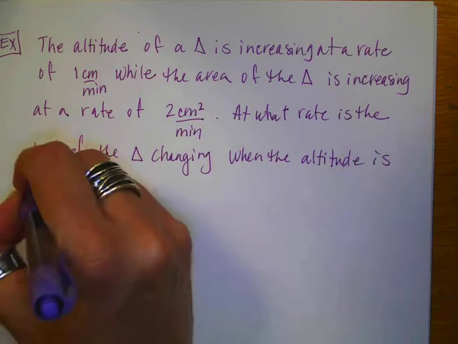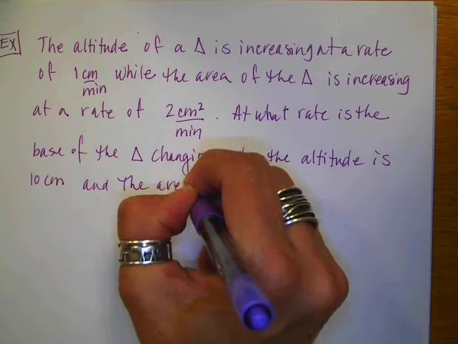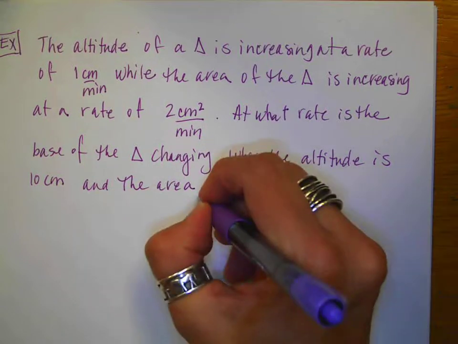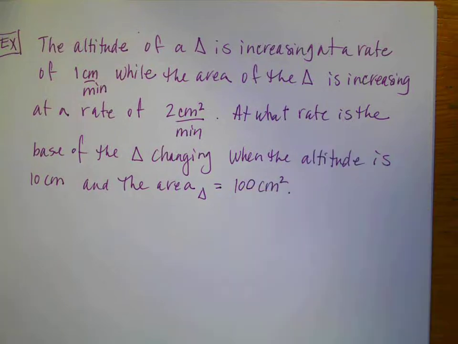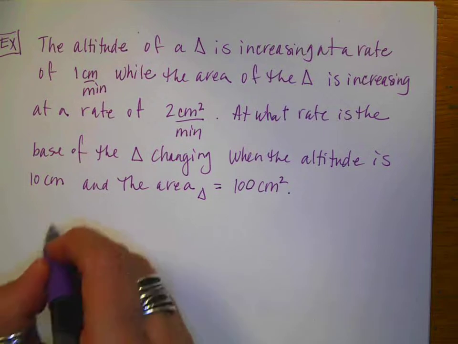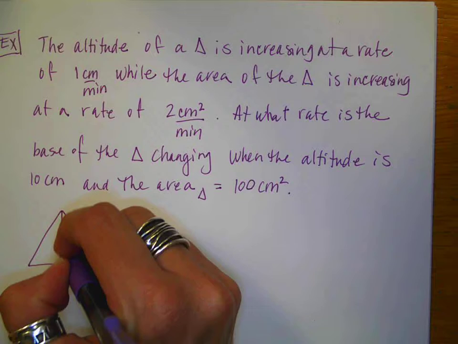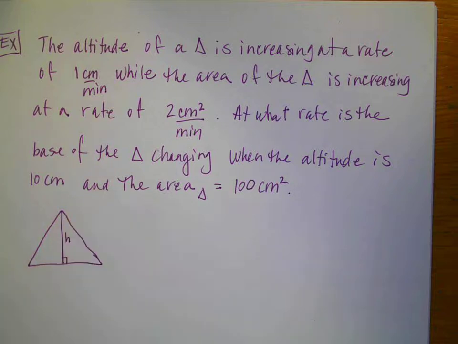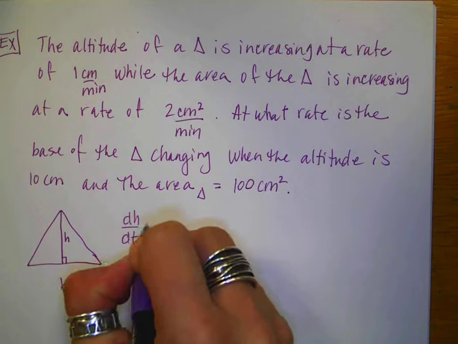When the altitude is 10 centimeters, ooh, that's a lot of writing, and the area of the triangle is 100 centimeters squared. All right, that's a lot of words. So the altitude of a triangle is increasing. So I'm going to draw me a cute little triangle. There he is. And I'm not going to call my altitude A because I have an area, so I'm going to call him H. This is obviously going to be my base.